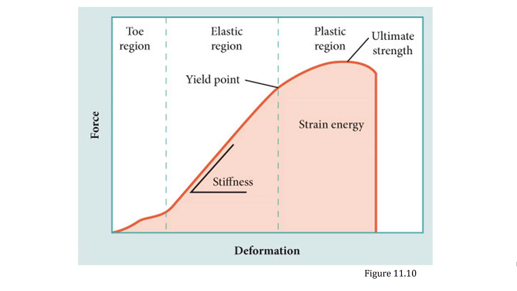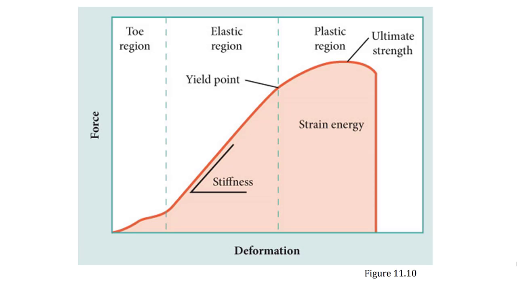Beyond the toe region, you'll note that we have a fairly linear relationship between force and deformation up to a point that's referred to as the yield point. This is known as the elastic region. The slope in the elastic region is the stiffness of that particular material. It's also important to note that if we are to the left of the yield point, when we unload the material, that material will return back to its original dimensions.